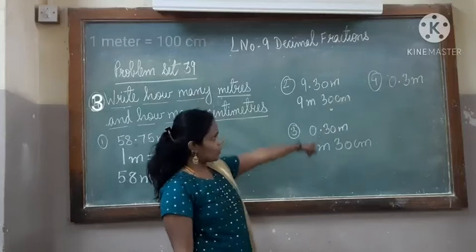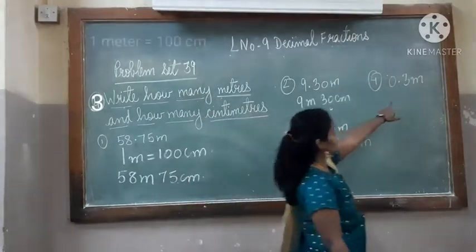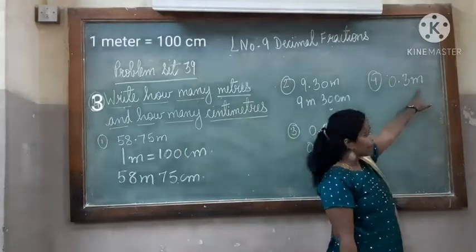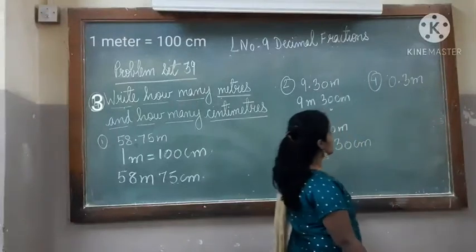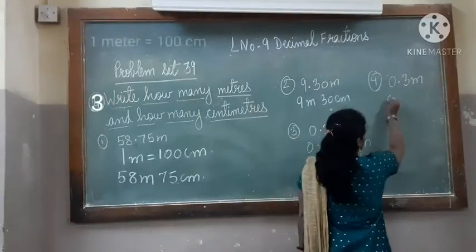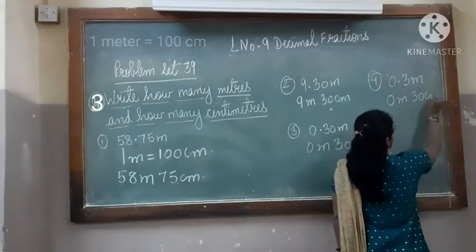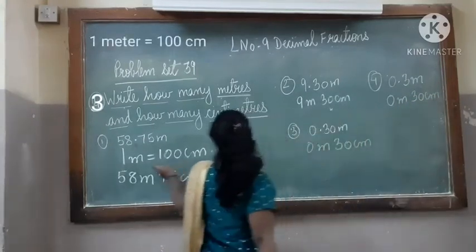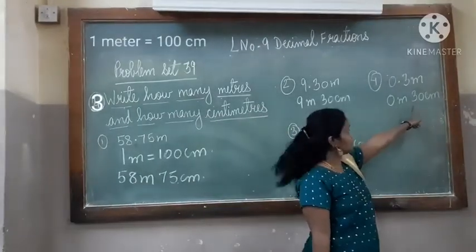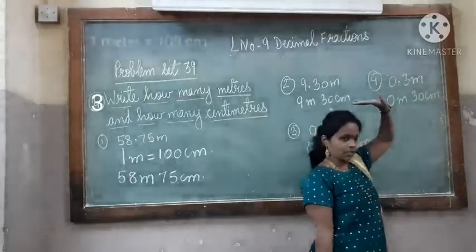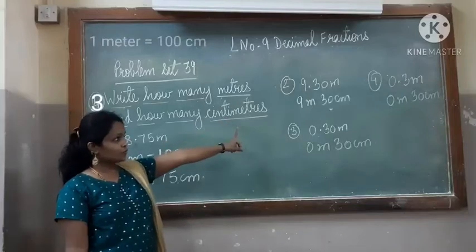Now the fourth one, you can see here they have given 0.3 meter. But when you are converting into centimeters, you cannot write it as 3 centimeters. What are you going to write? 0 meter 30 centimeters. Why 30 centimeters? Because 1 meter is equal to 100 centimeters. So it will not be 3 centimeters, it will be 30 centimeters. So we have done the first 4 sums.